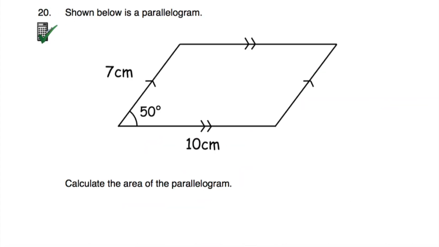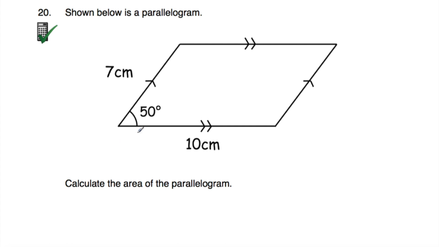Okay, let's have a look at question number 20. Question number 20 says, shown below is a parallelogram, and as you can see, it's a parallelogram or a pushed over rectangle. And we've been asked to calculate the area of the parallelogram. So the base of the parallelogram is 10 centimeters, and the length of this side is 7 centimeters, and this acute angle is 50 degrees. Now we want to find the area of the parallelogram.